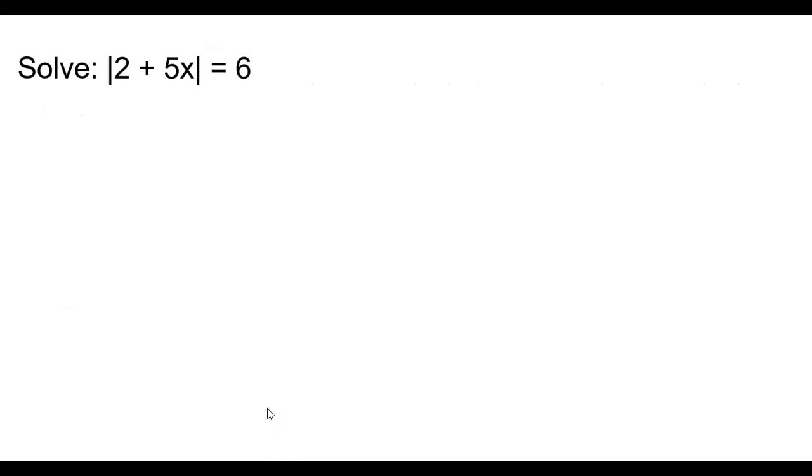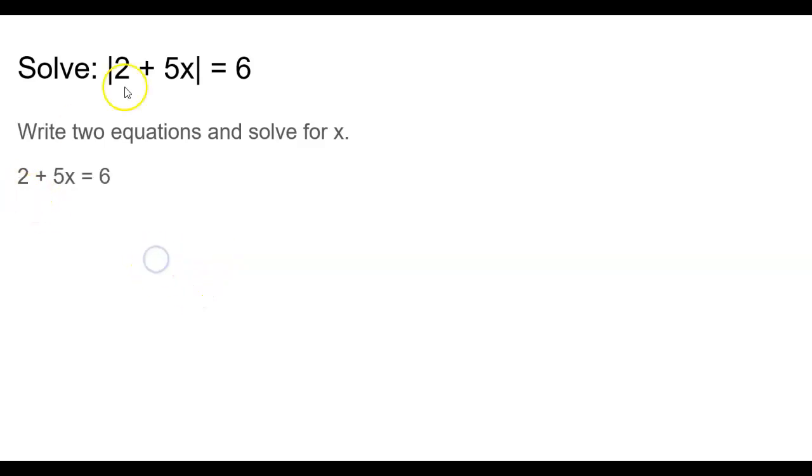Let's do another one here. So the absolute value of 2 plus 5x equals 6. Okay, no problem. Again, we're going to write 2 equations and solve for x. So our first equation is the expression equaling a positive 6. Let's go ahead and just solve this first. We're going to subtract 2 from both sides. Therefore, 5x equals 4. Next, I'm going to divide both sides by 5. So my first value of x is a positive 4/5.